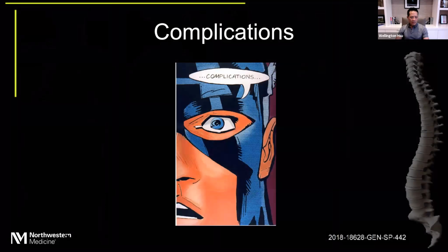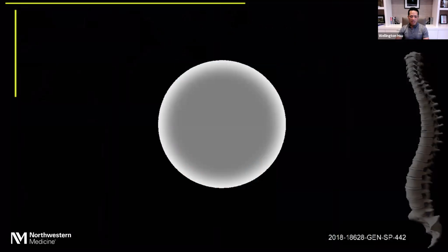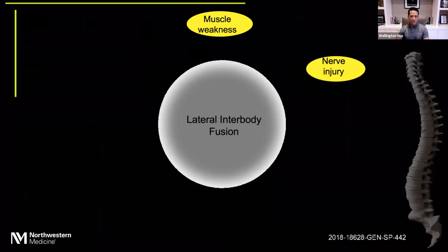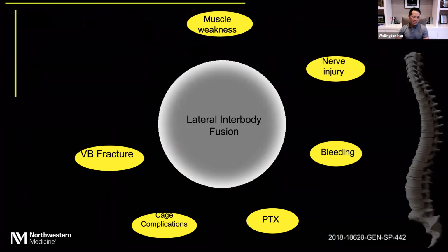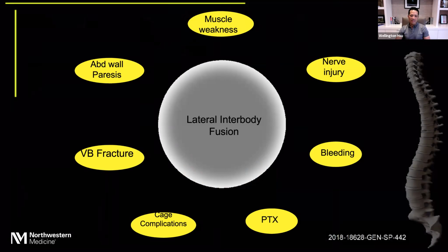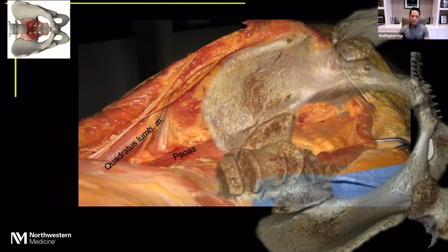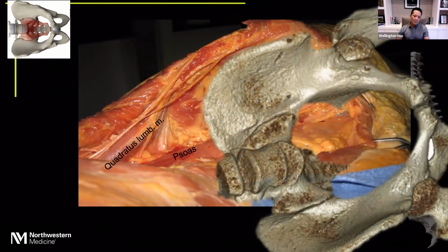Okay, and so I'll end by just talking about a couple of complications. Lateral interbody fusions have a unique set of complications to their own. There's psoas weakness that everybody gets, potential nerve injury, bleeding, pneumothorax when you're talking about doing a thoracic type level, and then you can have cage complications as well. This approach warrants that it's an anatomy that we're not used to.